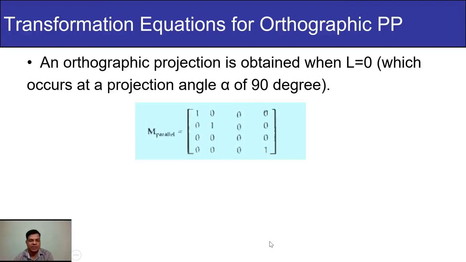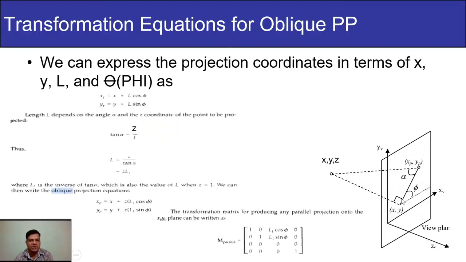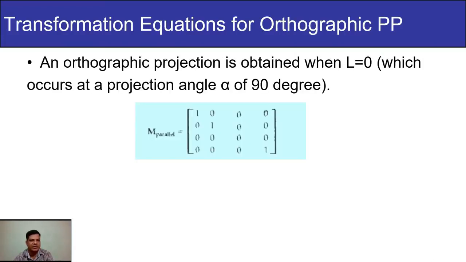Now from this equation we can see that if the value of L is equal to 0, if the length of the line is equal to 0, then certainly the projection will be orthographic parallel projection. So we are substituting the value of L as 0, so we can find the matrix for orthographic parallel projection. The matrix of orthographic parallel projection is given as 1 0 0 0, 0 1 0 0, 0 0 0 0 and 0 0 0 1. So this is the transformation matrix for orthographic parallel projection.